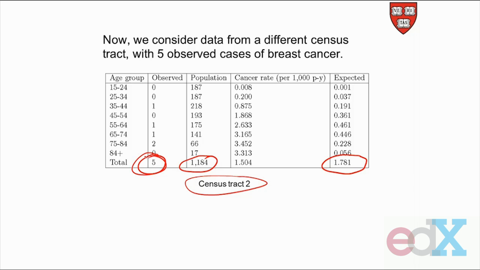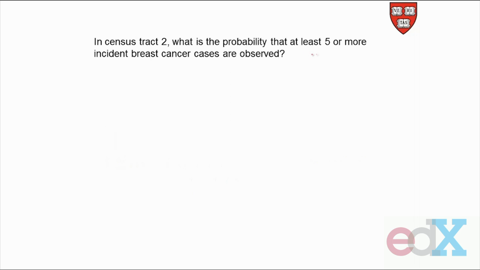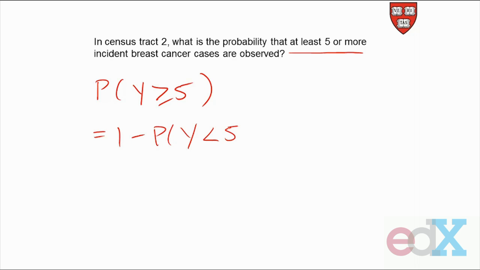What's the probability of observing 5 or more breast cancer cases? Now, to calculate the probability that at least 5 incident breast cancer cases are observed in this population, we would need to calculate the probability that y is greater than or equal to 5. This is also equal to 1 minus the probability that y is less than 5. So we could just sum over the probability that y is equal to i for i equals 0 to 4.